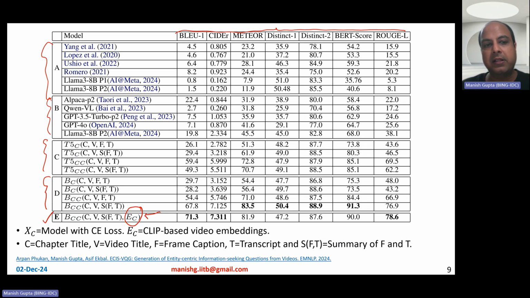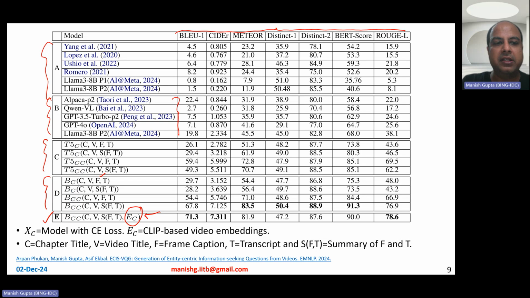For all the other models, A, B, C, D, we cannot use CLIP embeddings, but we still use video information. For example, here we use video captions, chapter captions, and we also pass those frame captions in these models, in the BERT and BART models in block C and D. Okay. Now, of course, block C and D actually contain lots of short forms.